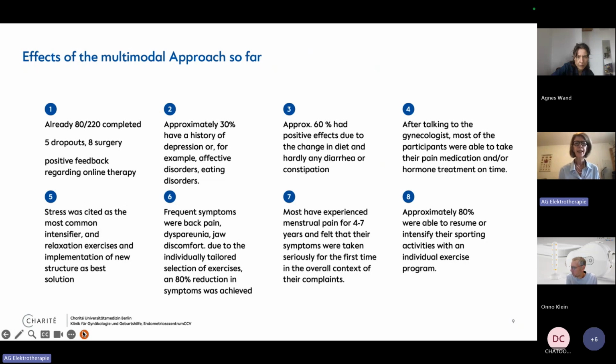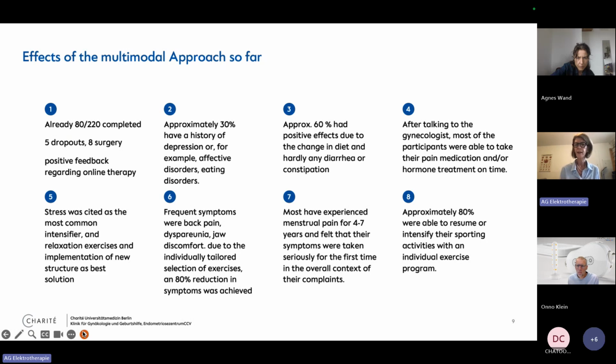So we have already 80 of 220 completed. We have 5 dropouts, but really not a lot. 8 got already surgery because they found a very hard endometriosis or adenomyosis, and positive feedback regarding the online therapy. A lot of people have hurdles, but even the patients who came to Berlin just switched it. So that was very positive.